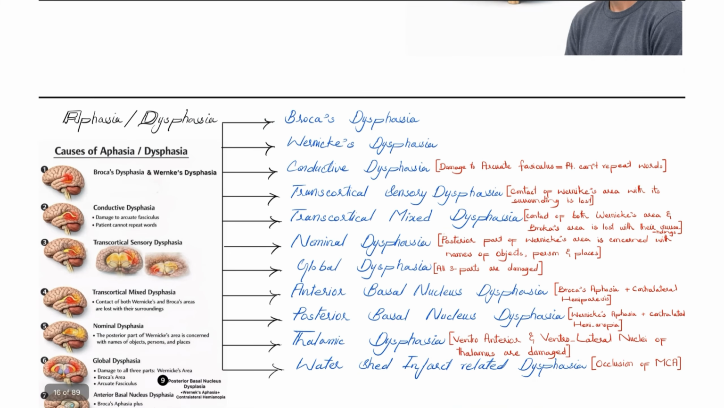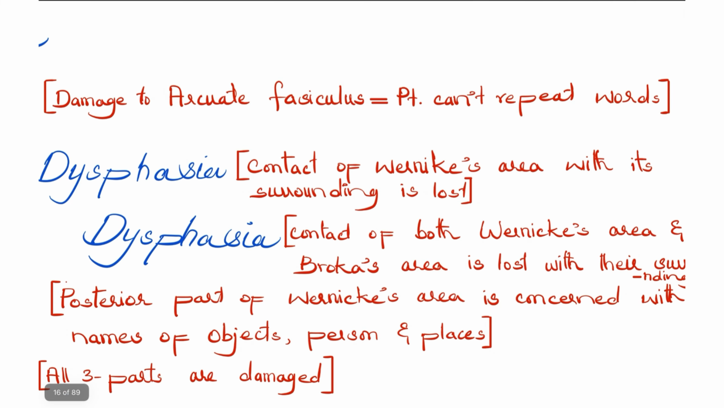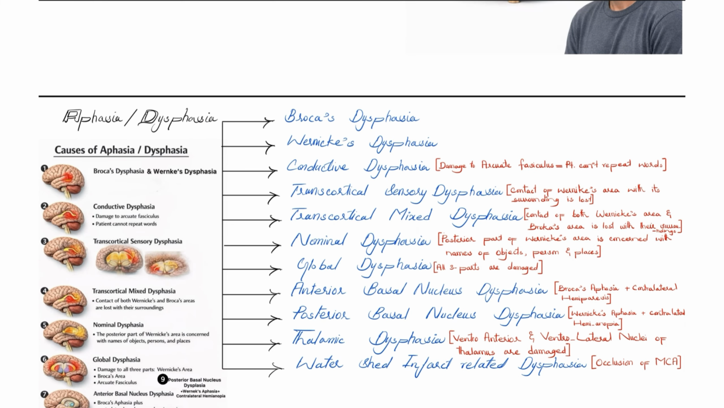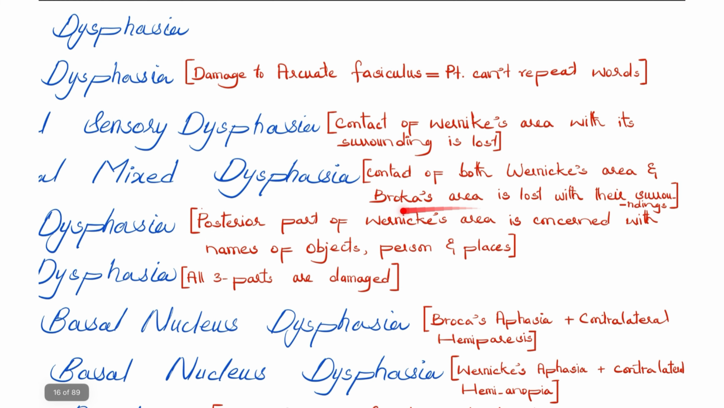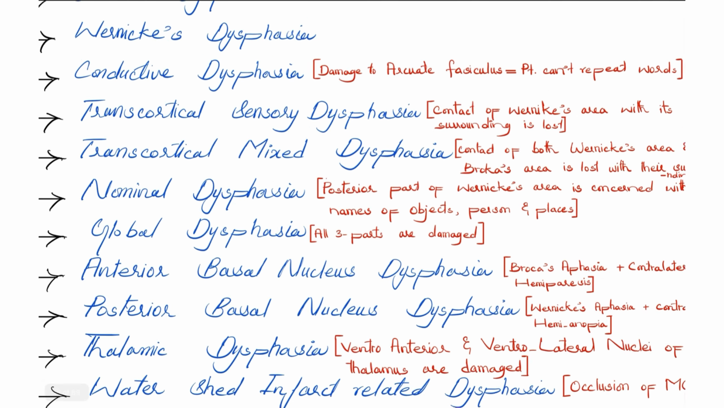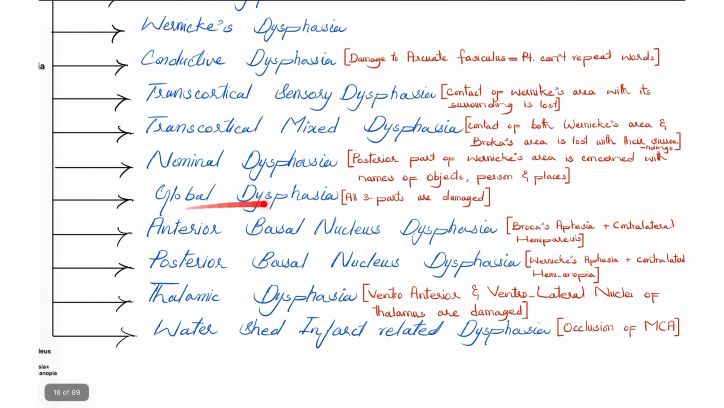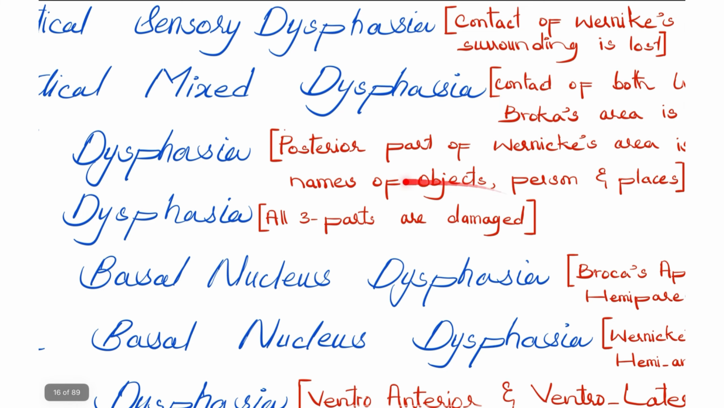Transcortical sensory dysphasia occurs when the contact of Wernicke's area with its surrounding is lost, and transcortical mixed dysphasia occurs when the contact of both Wernicke's area and Broca's area are lost with their surroundings. Nominal dysphasia occurs when the patient is unable to recall names of objects, persons, and places. Why? Because there is damage to the posterior part of Wernicke's area, which is concerned with the names of objects, persons, and places. Global dysphasia occurs when all three parts are damaged: Wernicke's area, arcuate fasciculus, and Broca's area.